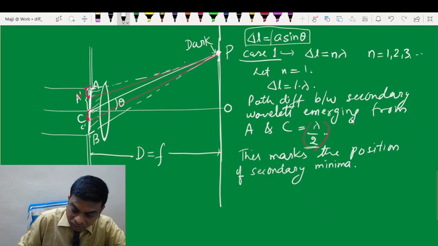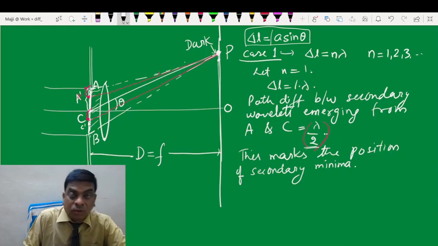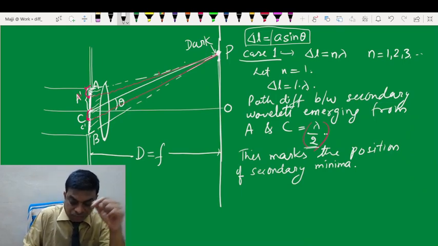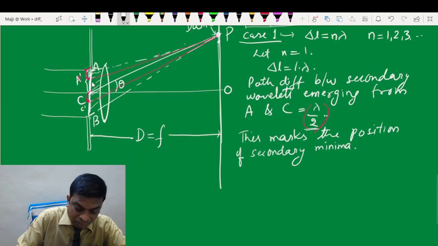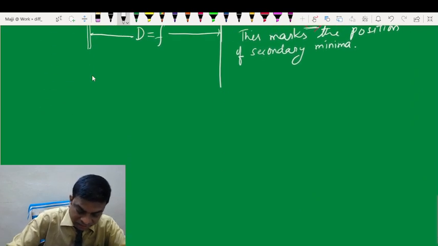Okay. Now notice student that if you take n equal to 2, then you have to subdivide the entire width into 4 equal parts. The first two will cancel each other. For example, this is the slit, let us say.